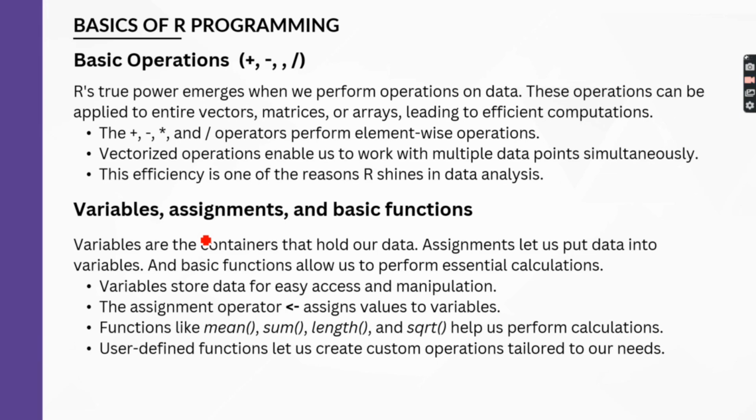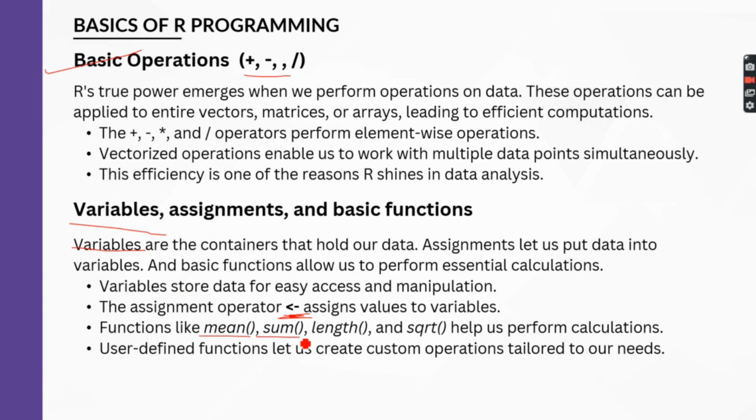Now we'll look at basic operations. R's beauty lies in its ability to perform operations on an entire dataset at once. We need to add, subtract, multiply, or divide. R's vectorized operations make it a breeze, allowing us to perform calculations very efficiently and very easily. So yes, basic operations we have here like plus, minus, multiplication, and division. Now, variables, assignments, and basic functions. What are variables? Variables help us store data for very easy access. We assign our variables using this operator.